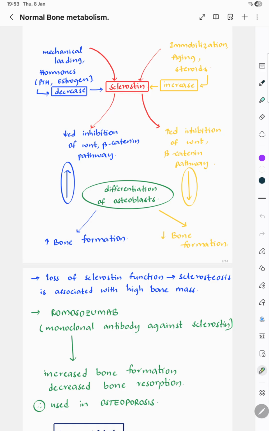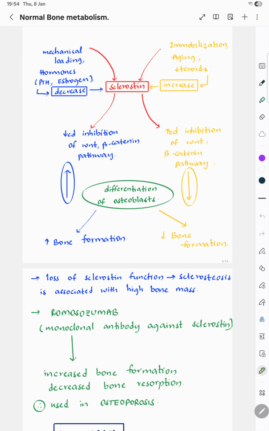It leads to decreased sclerostin levels, which causes decreased inhibition of the WNT beta-catenin pathway, and it leads to increased differentiation of osteoprogenitor cells into osteoblasts and increased bone formation.